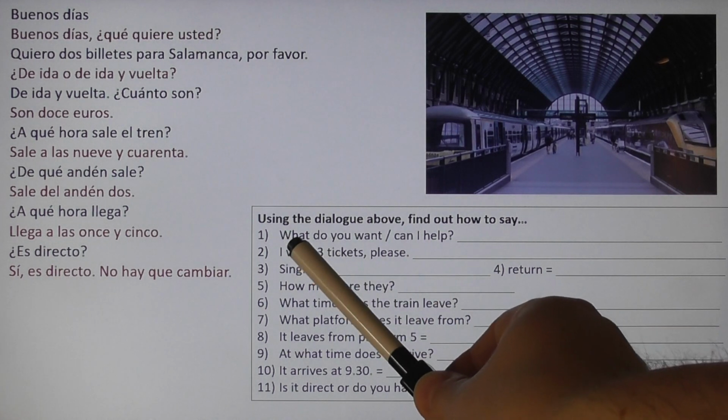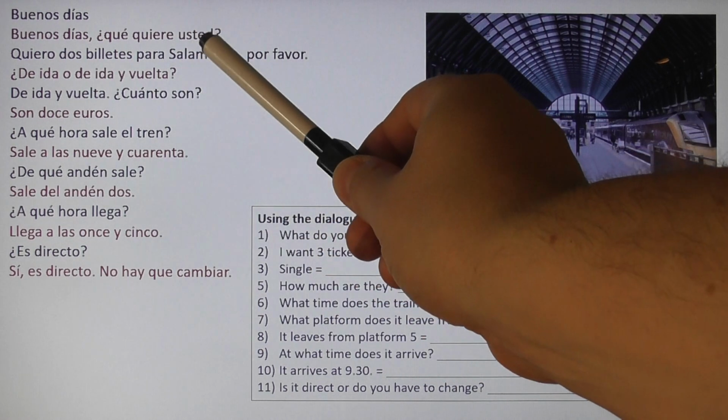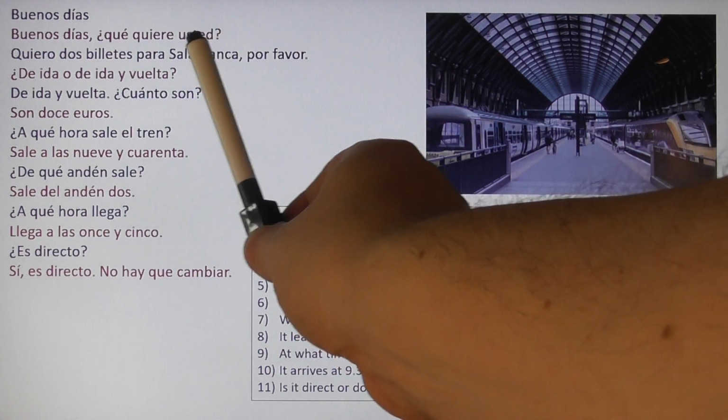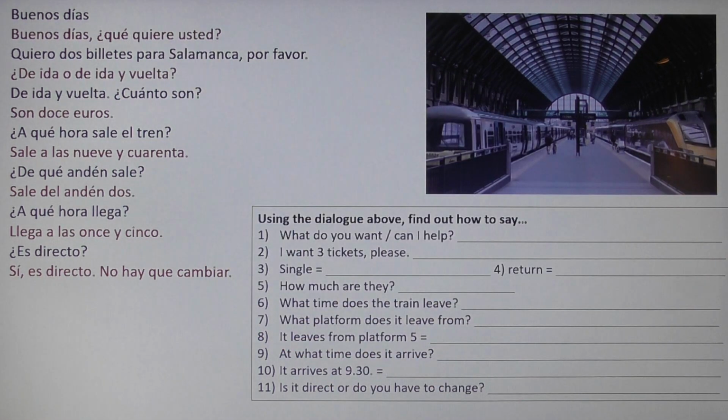Vamos. How do we say what do you want? That's going to be ¿Qué quiere usted? This is the formal version of the question and the verb. You can tell because it's got the word usted, and also quiere doesn't have an S on the end. If it had an S on the end, it would be referring to you informal.